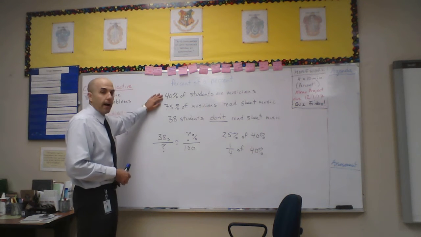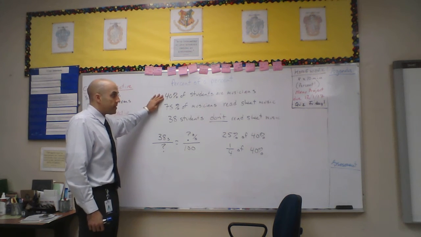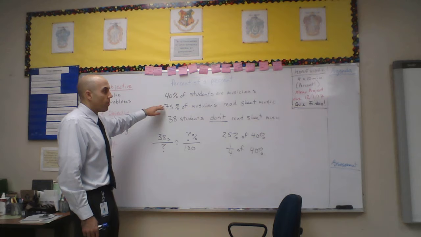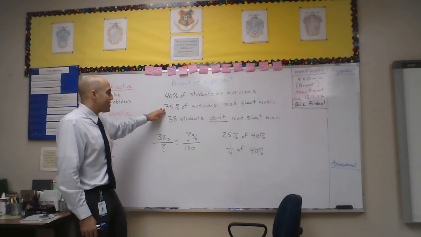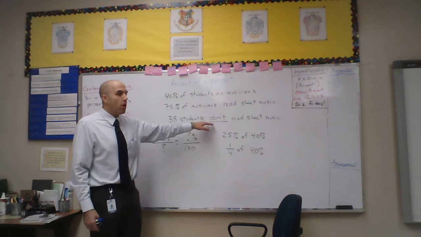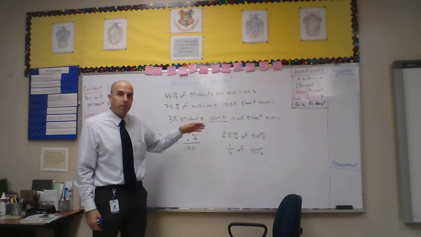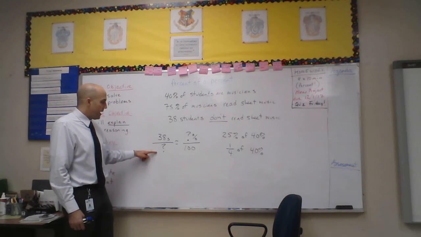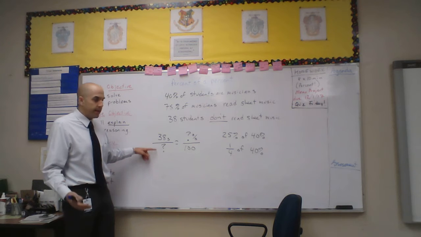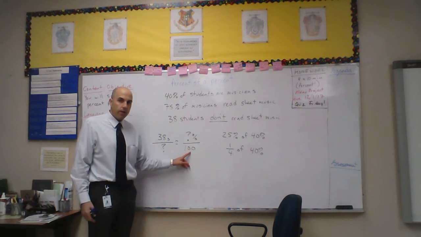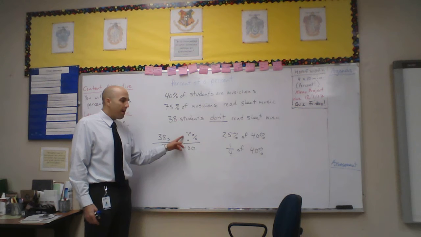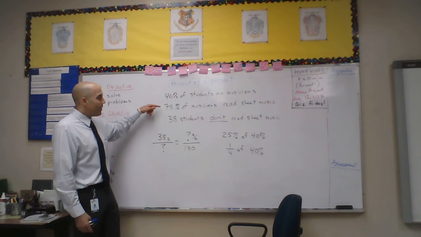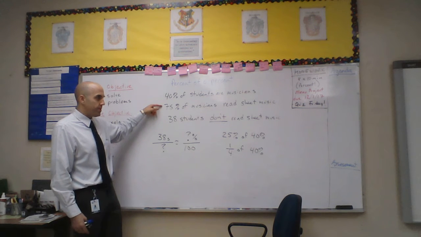So here's the information that I've got. 40% of the students are the musicians, and 75% of those musicians read sheet music. Then it tells you that 38 students don't read sheet music, and they want to know how many students there are total. Well, I have 38 students here in relationship to the total number of students. That makes sense. It's part to whole. And obviously my whole is going to be 100% here, but I don't know what percent this 38 students represents.